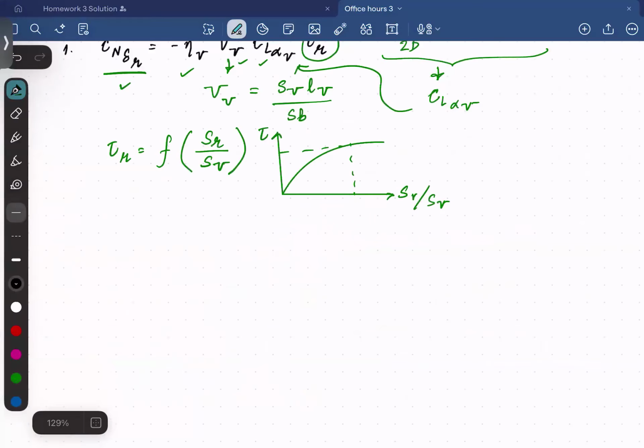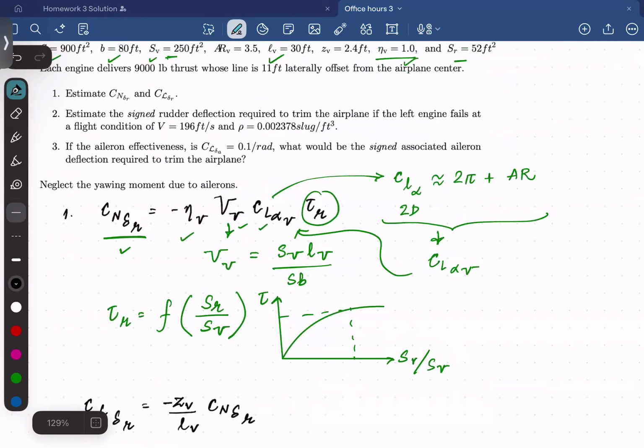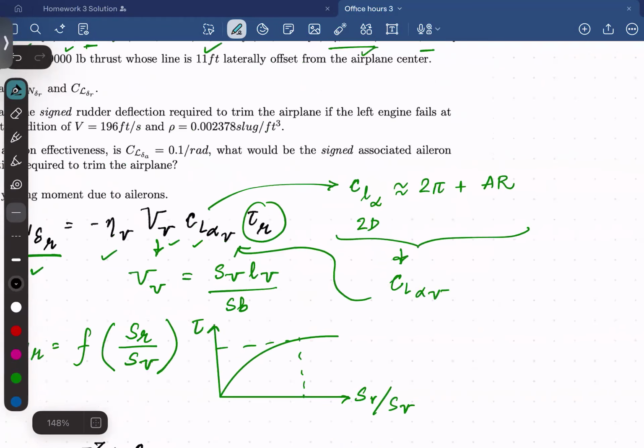Next is CL delta R. We'll do the same thing for CL delta R. So if you go ahead and write down CL delta R, remember that it can simply be determined as negative ZV LV times C and delta R. So we already have C and delta R and ZV is given to us. So LV is also provided to us.